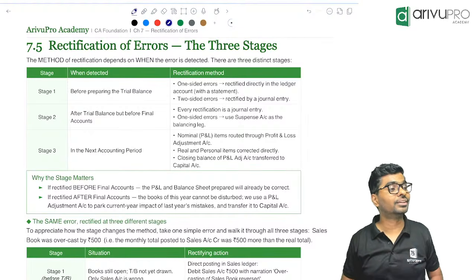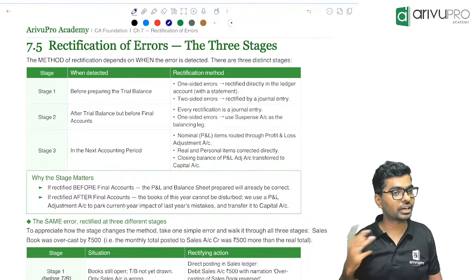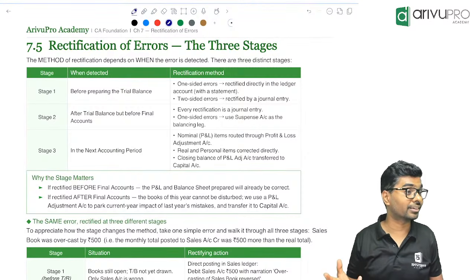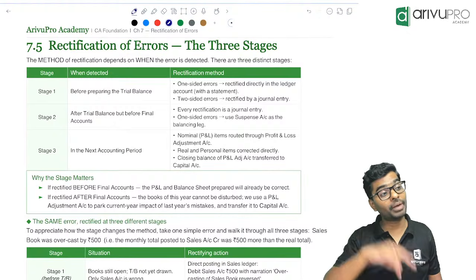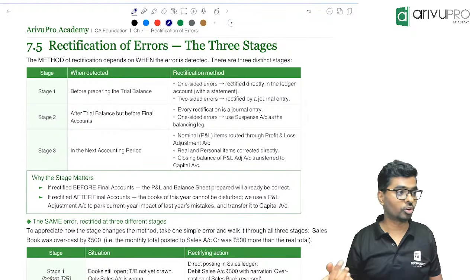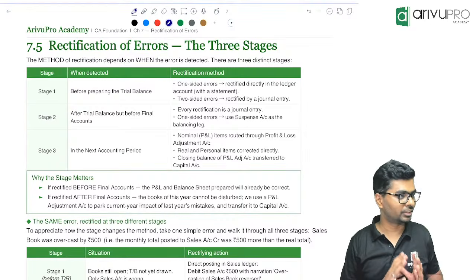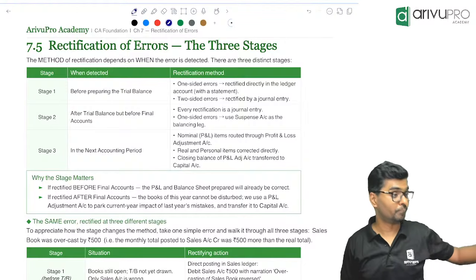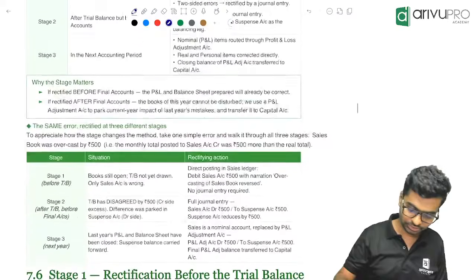Third one is what? This year the trial balance got tallied. Next year when you are doing something, suddenly you figured out that you have made an error. How do you come back to last year and rectify? Don't know. So that we will learn tomorrow, because an examination question will come from that. Because you have to be fresh to learn it. So tomorrow we'll learn. This thing we are going to complete today: the first 2 things, before and after. Fine.